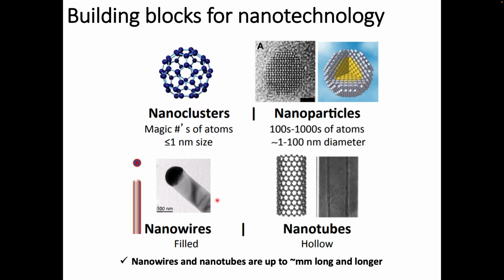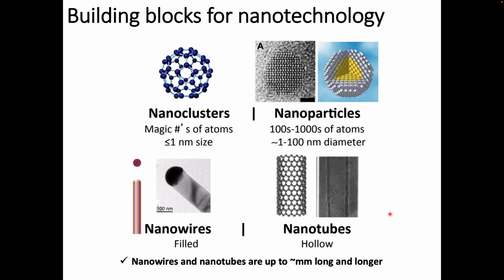This one is a nanowire, and this one is a nanotube. The difference is whether it's filled or hollow. For this nanowire, if you look at the scale bar, this is 100 nanometers, so the diameter is probably a little bit larger than 100 nanometers. For carbon nanotubes, the diameter is typically less than 10 nanometers. These nanowires and nanotubes are up to a millimeter long, or even longer.